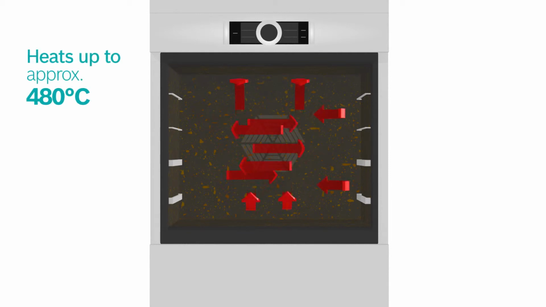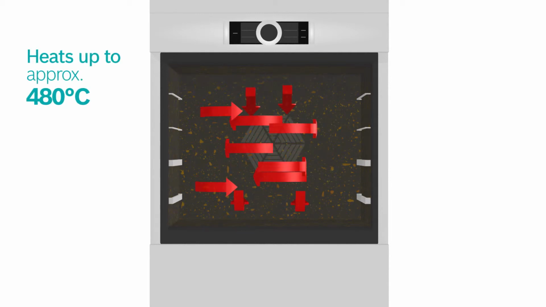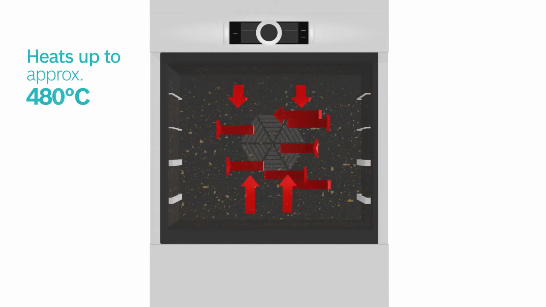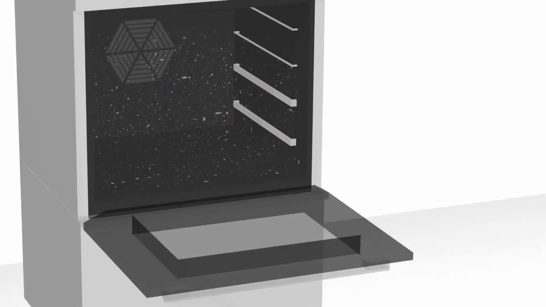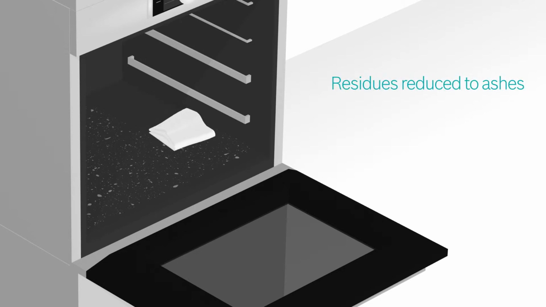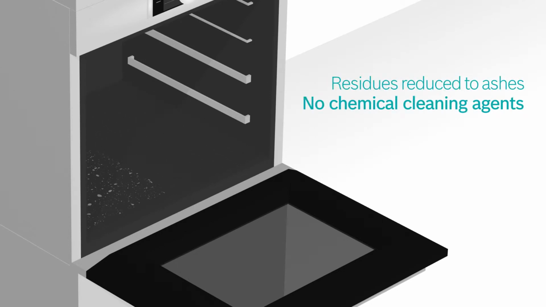Your oven heats up to approximately 480 degrees Celsius and burns off any burned-on grease and food residue. All that's left is a thin layer of ash that you can easily remove with a paper towel. The result? A perfectly clean oven, without the use of chemical cleaning products.